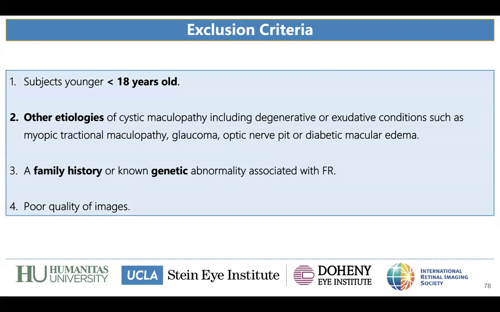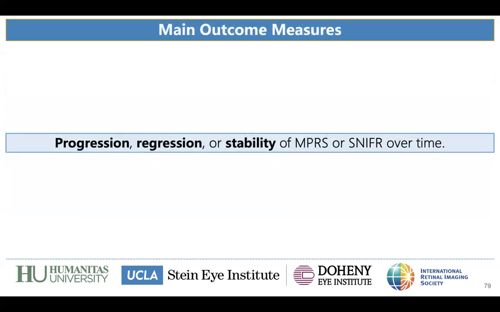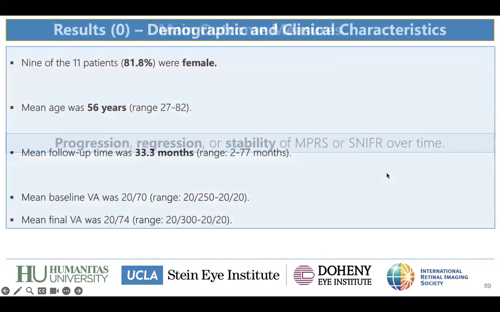Of course, we excluded other etiologies of retinoschisis, such as degenerative or exudative conditions, but also high myopia or glaucoma or other etiologies, and of course, also a family history of genetic abnormalities, which is, for example, X-linked retinoschisis. We evaluated the presence of progression, regression, or stability of mid-peripheral retinoschisis or SNIFFER over time. And these are the results.